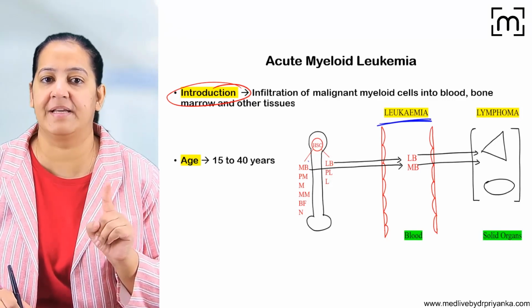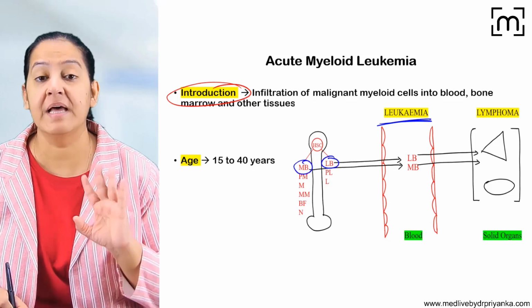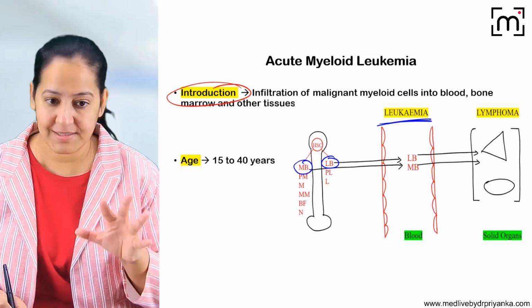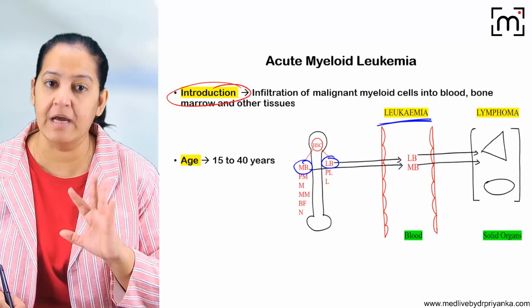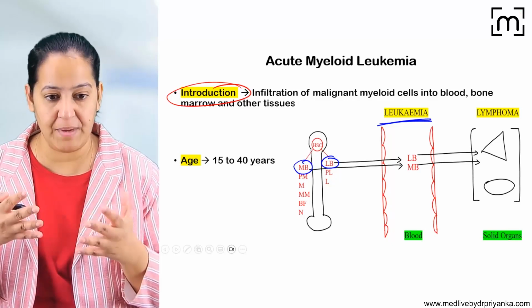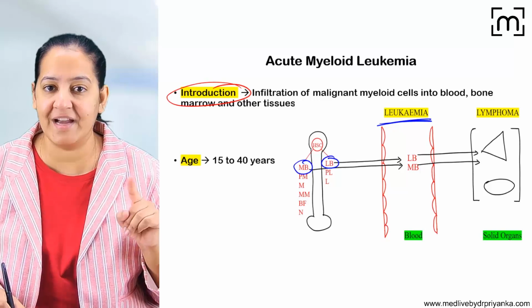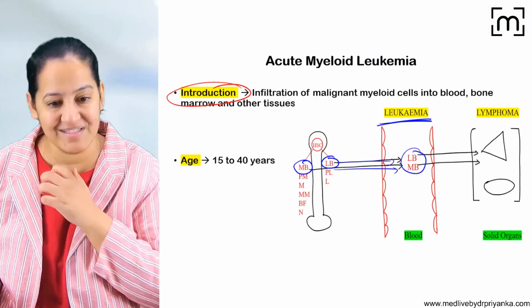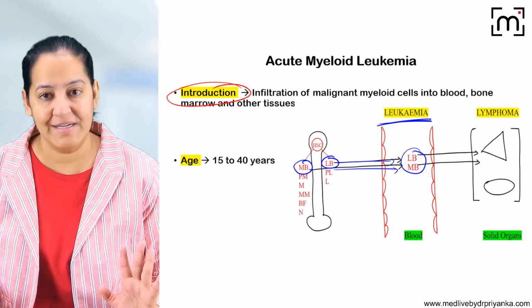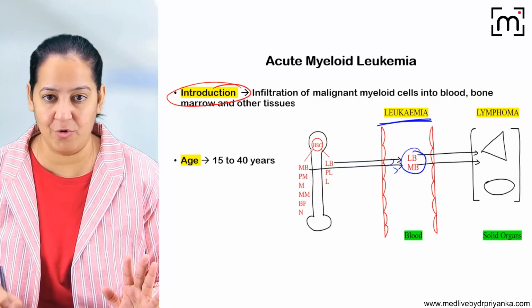Normally, the blasts are present, the 2 types of blasts, the myeloblast and lymphoblast. They are present in the marrow. Having myeloblast and lymphoblast in the marrow is a normal thing. But once they do uncontrolled mitosis, they replace all other cells and they come in the blood. They are spilled into the blood. In the blood, they are not normal. Once they come in the blood, it's known as leukemia. I hope you can understand.